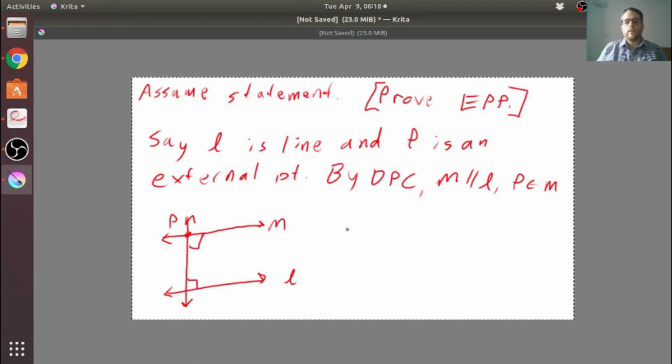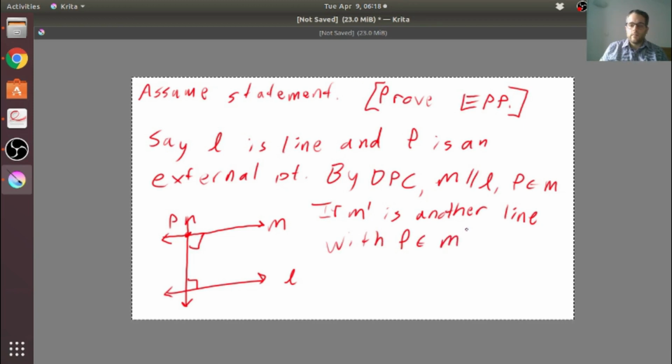All right. So the double perpendicular construction says I can build a parallel line. So what I need to do now is show that this is the only parallel line. Well, if M prime is another line which hits P, right, and is parallel to L, that's M prime right there. So I've got two lines now that are parallel.